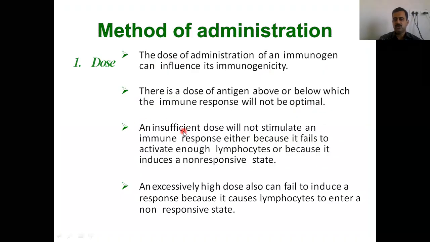An inefficient dose will not stimulate an immune response, either because it fails to activate enough lymphocytes or because it induces a non-responsive state. So, if a very small amount of antigen is there, the cells of the immune system may not be able to recognize it in a proper way, and therefore a non-responsive state will develop. An excess amount or high dose also can fail to induce an immunological response because it causes lymphocytes to enter a non-responsive state. If the amount of antigen is very high, then certainly the non-responsive state would start.